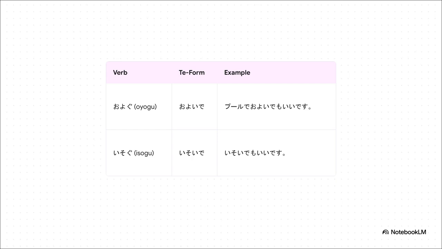Now let's look at verbs ending in ge. This one is like the voiced twin of the ku verbs we just saw, so it makes sense that instead of changing to ite, it changes to its voiced partner, ide. So oyogu, to swim, becomes oyoide.